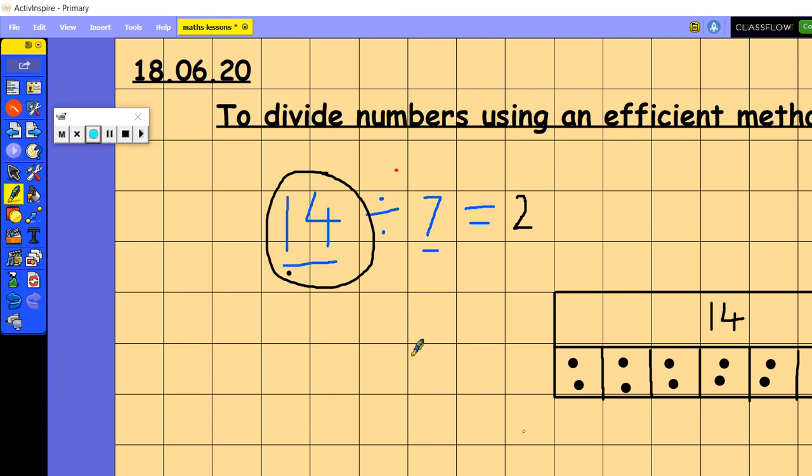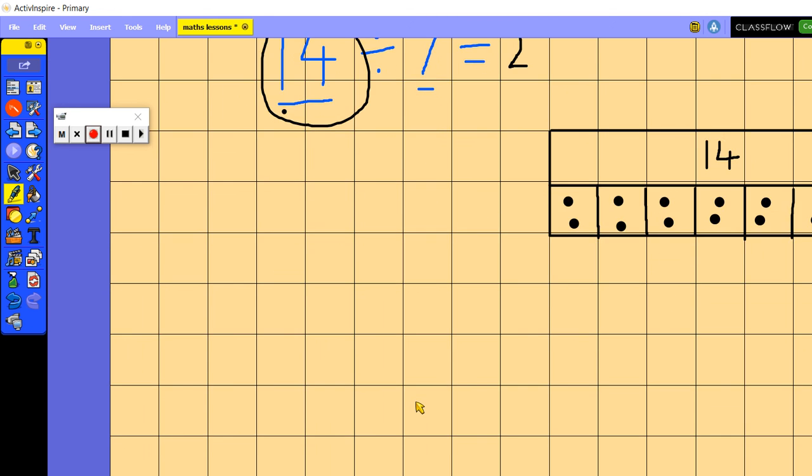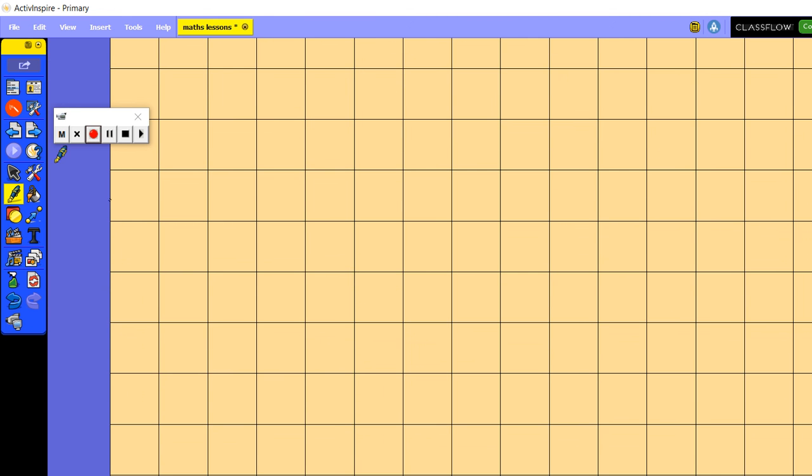Let's have another go. I'm just going to lower the board down so that I don't need to delete them all. So this time we're going to share 20 by 4. We could put this into a problem. We could say that I've got 20 flowers and I want to share my 20 flowers amongst 4 teachers in school. So I'm going to share them so that they get an equal amount of flowers. So we're starting with the number 20. That's the number that we're going to share, and I need to share it by 4.